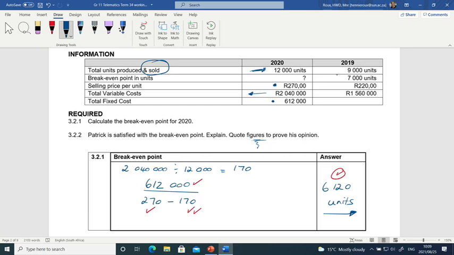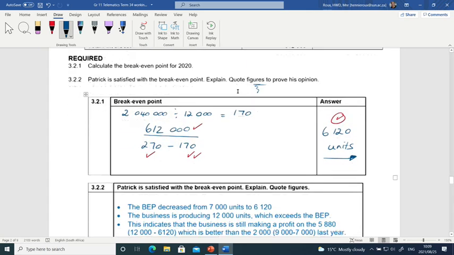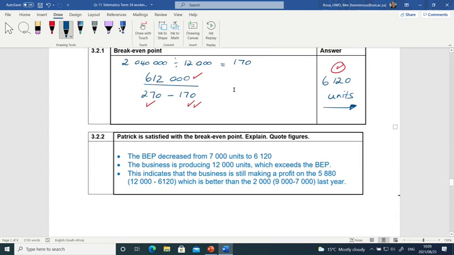If you compare that with last year, the previous year, the break-even point was 7,000. And the total units sold was only 9,000. So they only sold 2,000 units more than the break-even. So they only made profit on 2,000. This year they're making profit on 5,880 units. So if you write that down, the break-even point decreased.